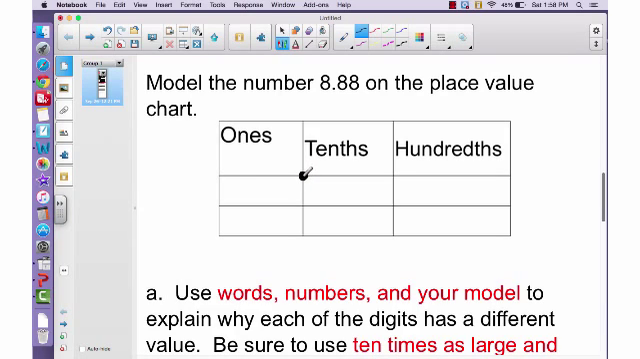The decimal is here. You could have written in the digit 8 in the ones place, an 8 in the tenths place, and an 8 in the hundredths place. It also would have been acceptable to use place value discs and count 1, 2, 3, 4, 5, 6, 7, 8 ones, 8 tenths, and 8 hundredths. Either one of those models is acceptable.